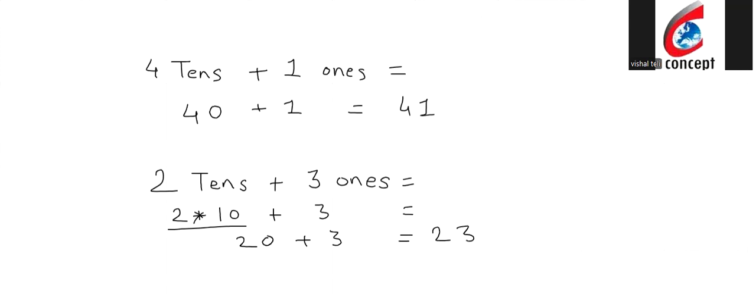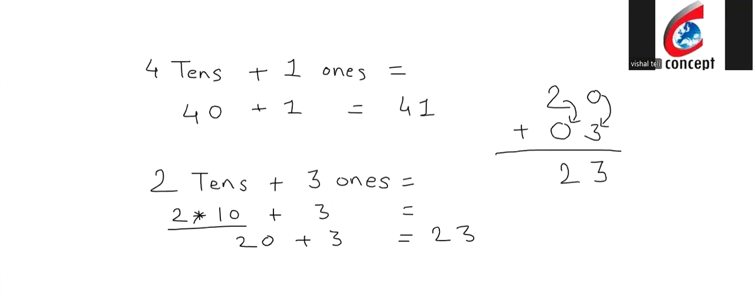How do you do 20 plus 3? You write 20 and write 3. Okay, all right. Now you do addition. 0 plus 3 is 3. Then there is no carry here. So now you do 2 plus 0, which is 2. So what is this number? 23. Do you understand? What is this number? 23.